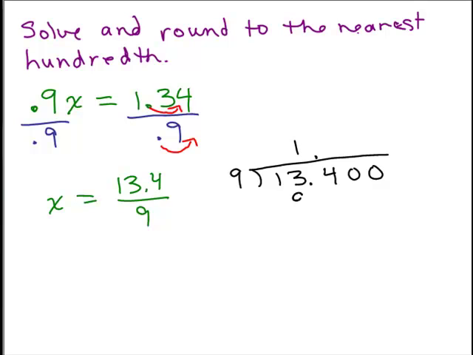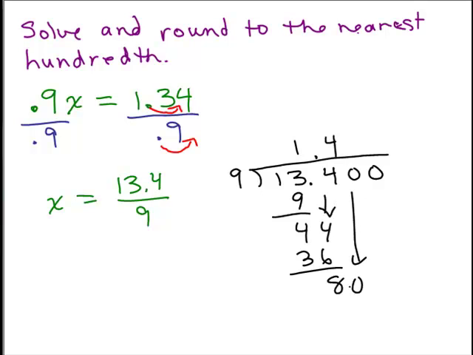9 into 13 is 1. See, 9 into 43. It's not quite 5, it's 4, right? 36. And then we'll bring down the next 0. So 9 into 70, let's see, I think that's 8. Bring down this 0. 9 into 80 is 8 as well. So we're ready to round.